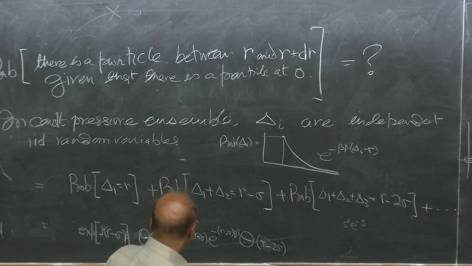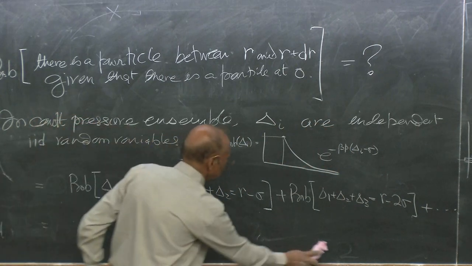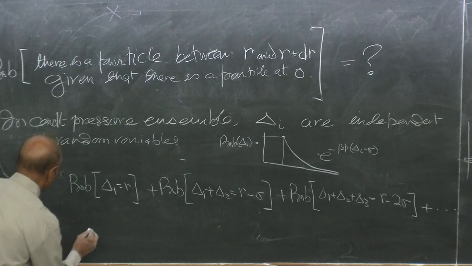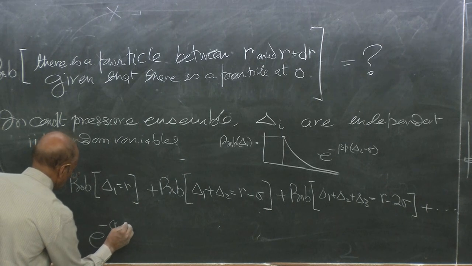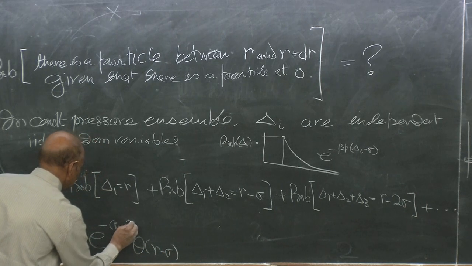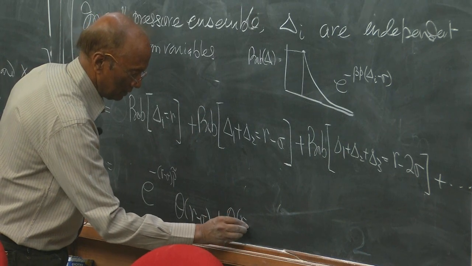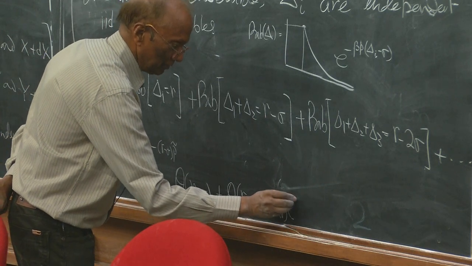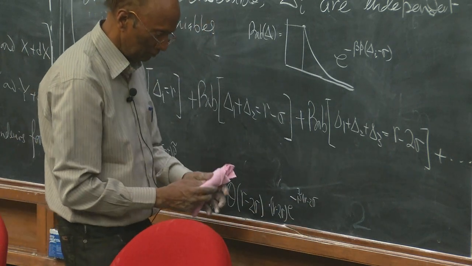Sorry? Bigger. Okay. Yeah, bigger. This part is visible, it was just too small. This is the last equation I will write. So, e to the power minus, let me write, R minus sigma theta of R minus sigma. And let me call it p tilde, which is beta p, plus theta of R minus 2 sigma. Then there is an R minus 2 sigma e to the power minus p tilde of R minus 2 sigma.